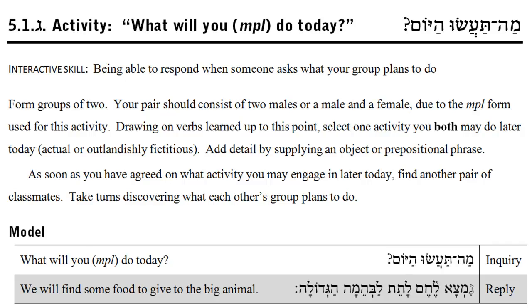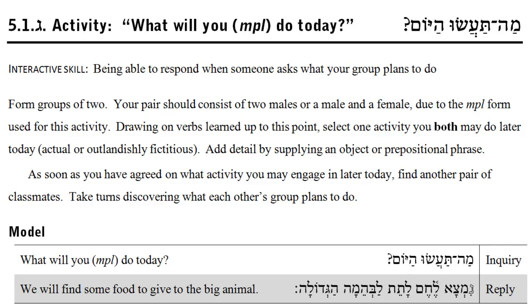Since you'll want to be prepared with an interesting answer, take a little time right now to compose one, and then you can compare notes with your class partner and use one or both of them to amuse or entertain or inform the other conversation pair that you're linked up with. Draw on verbs that you've learned up to this point, such as the ones that were found in segment 5 Nikud Achat Nikud Aleph, or draw from those in the appendix that we'll be looking at in just a moment as part of this same video.